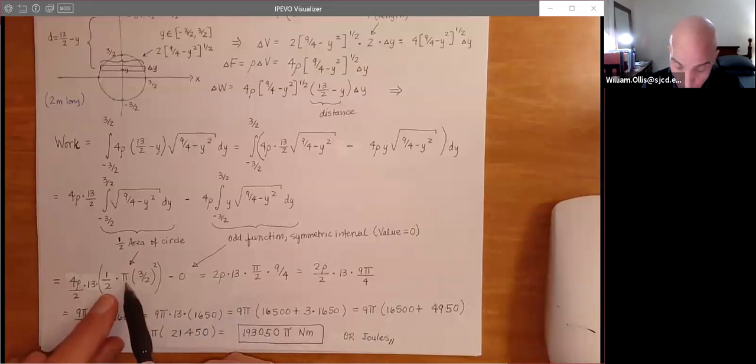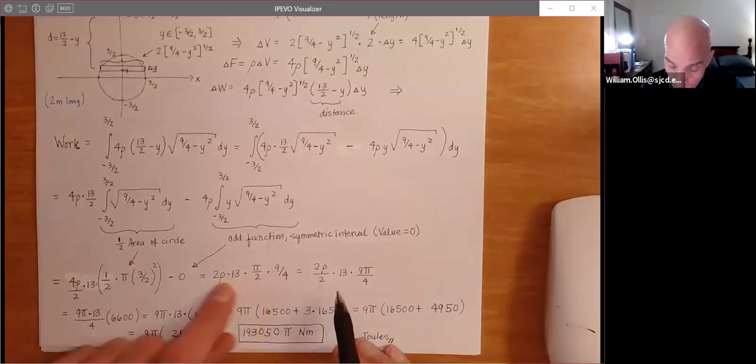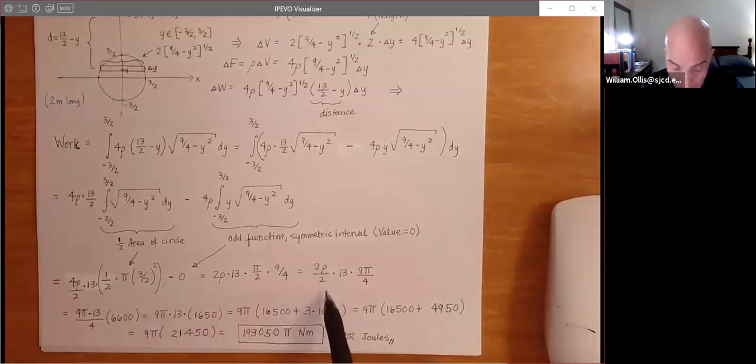And then of course pi over 2 times 9/4. And now of course we can remove the 2 over and absorb that. And that's going to leave us with a rho times a 13 times a 9 pi divided by 4, which I've written here off to the left.